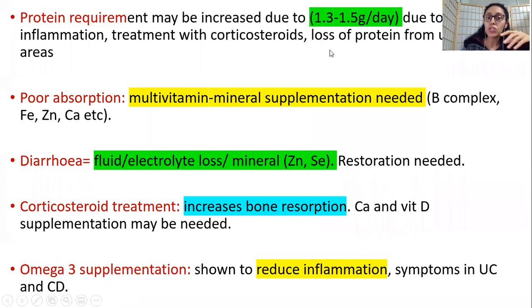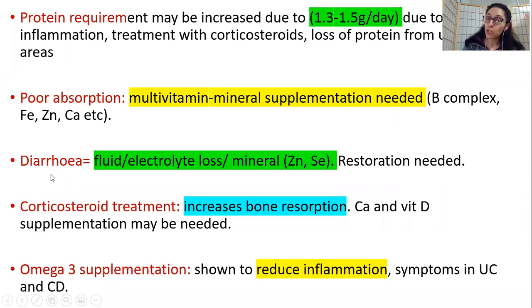It's a catabolic condition, so you may have increased protein requirements, and that is not only from the protein loss from the ulcerated area, but also because of treatment, medications like corticosteroids. As you have seen in ulcerative colitis and Crohn's disease, the same things you see in peptic and gastric ulcers, you see over here: poor absorption. So you may need multivitamin mineral supplementation because of poor absorption.